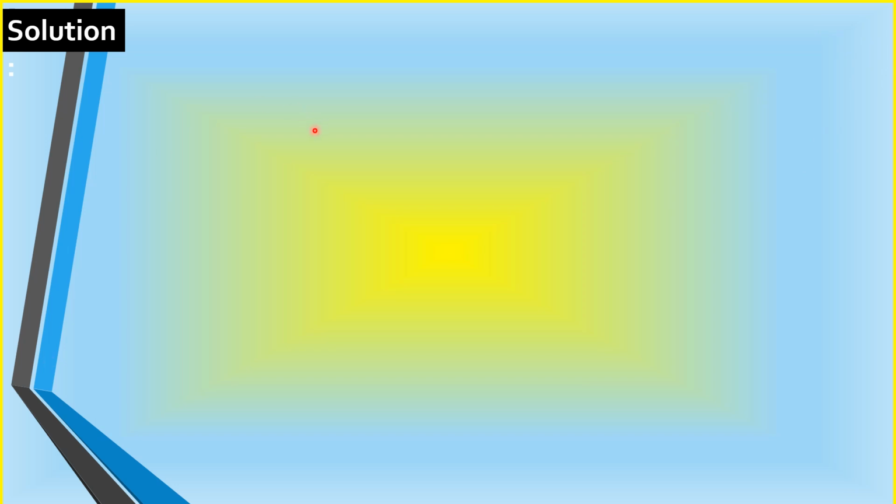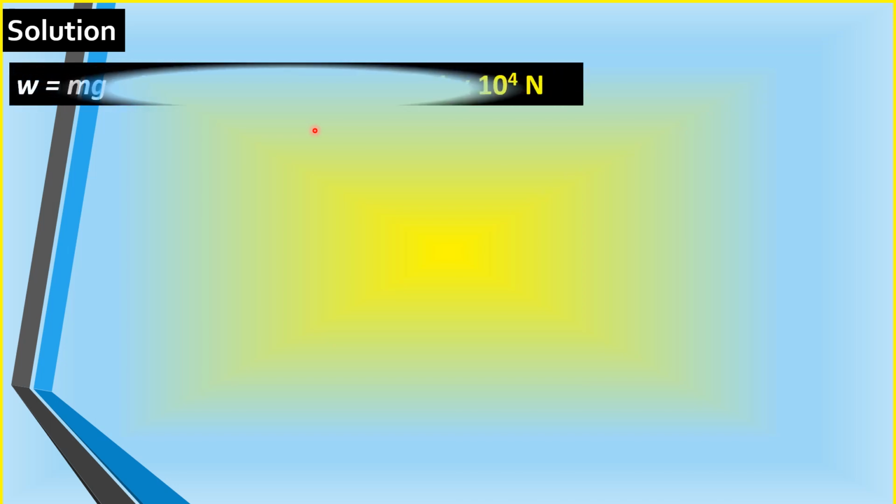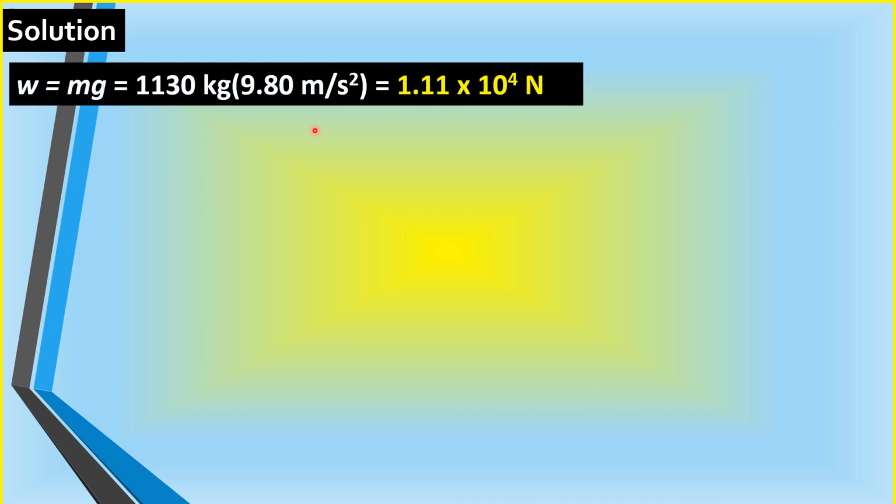So for our solution, we determine the value of the weight W is equal to mg. The mass of the car is 1,130 kilogram. Multiply that by the value of g, 9.80 meter per second squared. So the weight of the car, rounded to three significant figures, is equal to 1.11 times 10 to the fourth Newton.